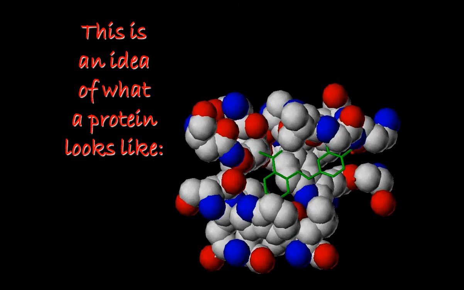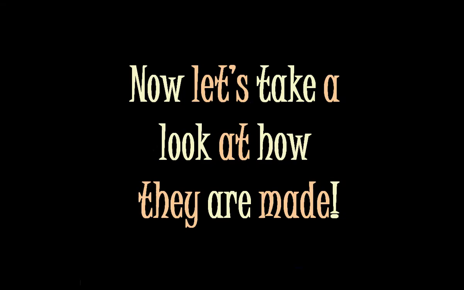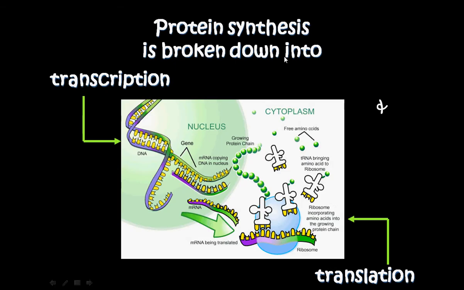So our body contains many different combinations of amino acids. Therefore, we use many different proteins in our day-to-day activities. Let's take a look at how they are made. Protein synthesis is broken down into transcription and translation. Transcription: taking DNA and turning it into messenger RNA.